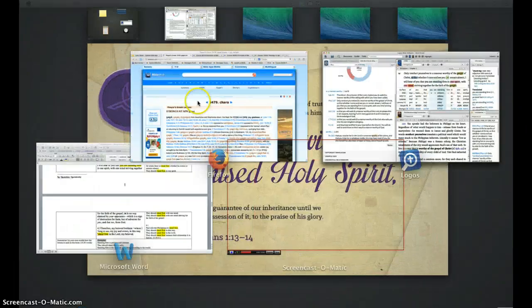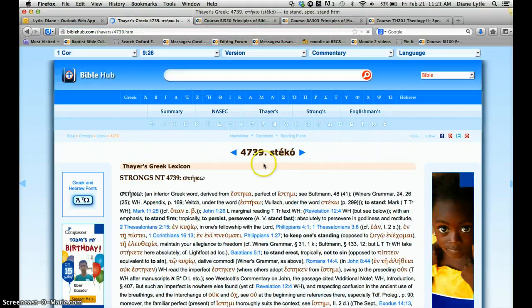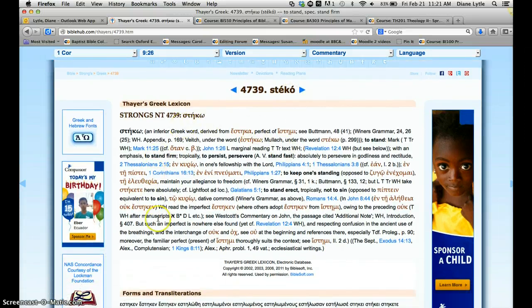So let's go back over to Bible Hub, and up here at the top, you'll notice the word was 5479. We want to change it to the word for, which was 4739. So go up here into the URL and take that number out and put in the new number, 4739. And go. Now you'll see that you've got the Greek word that we're looking for that's standing firm. And see all this information that you have here? I want you to summarize that as your Bible study word tool.